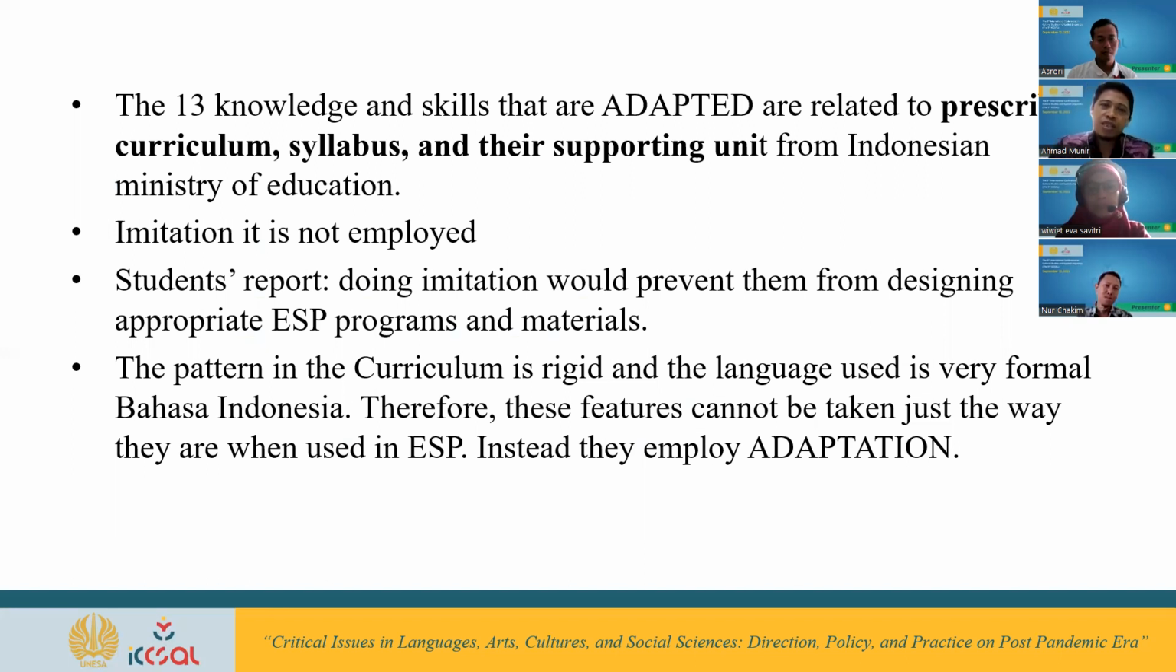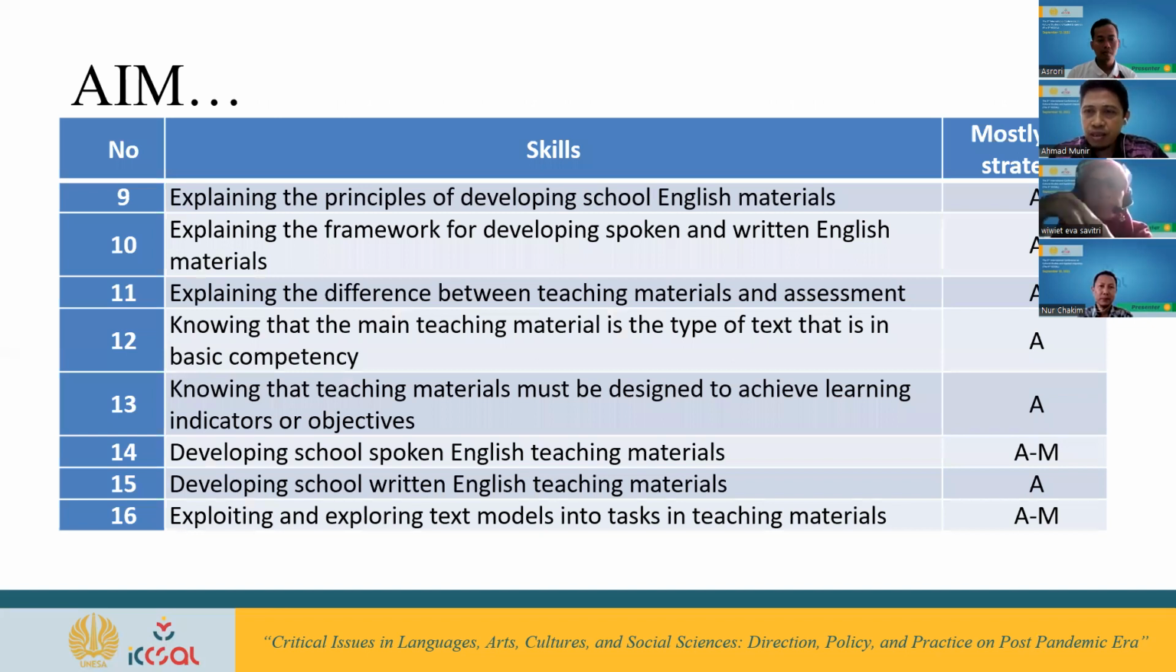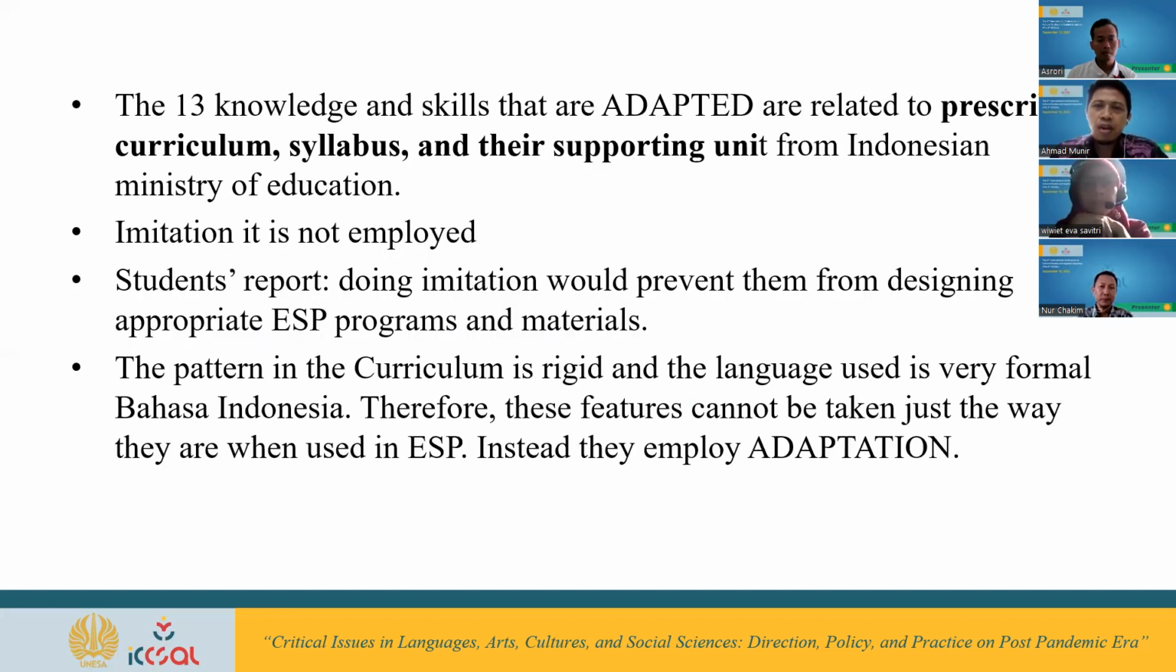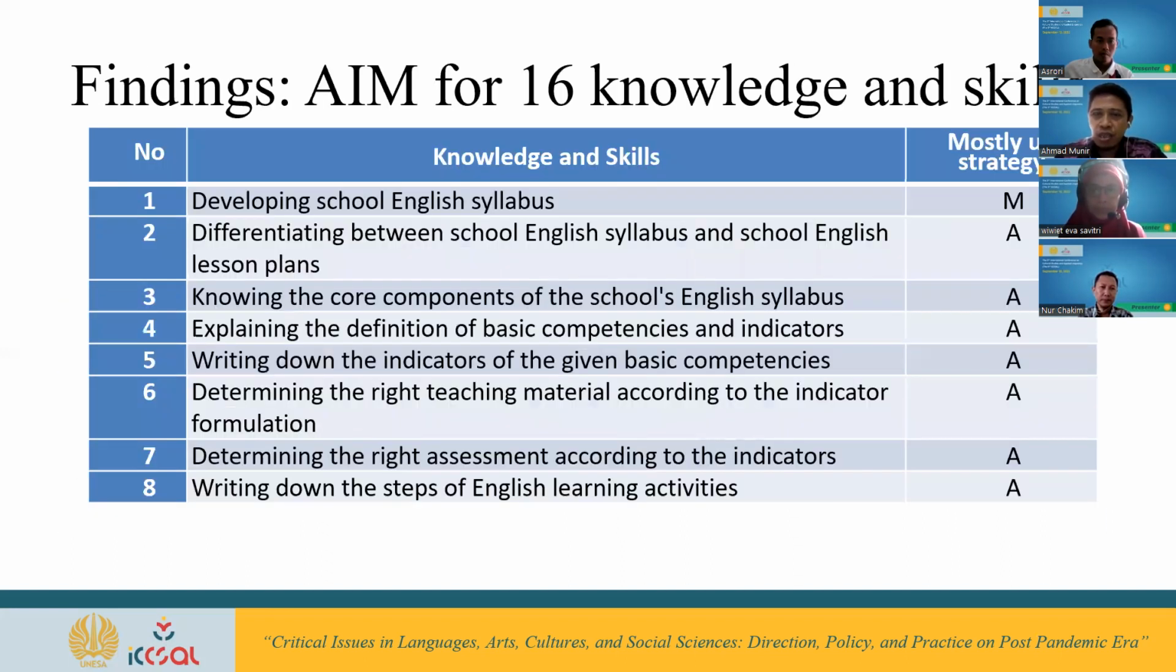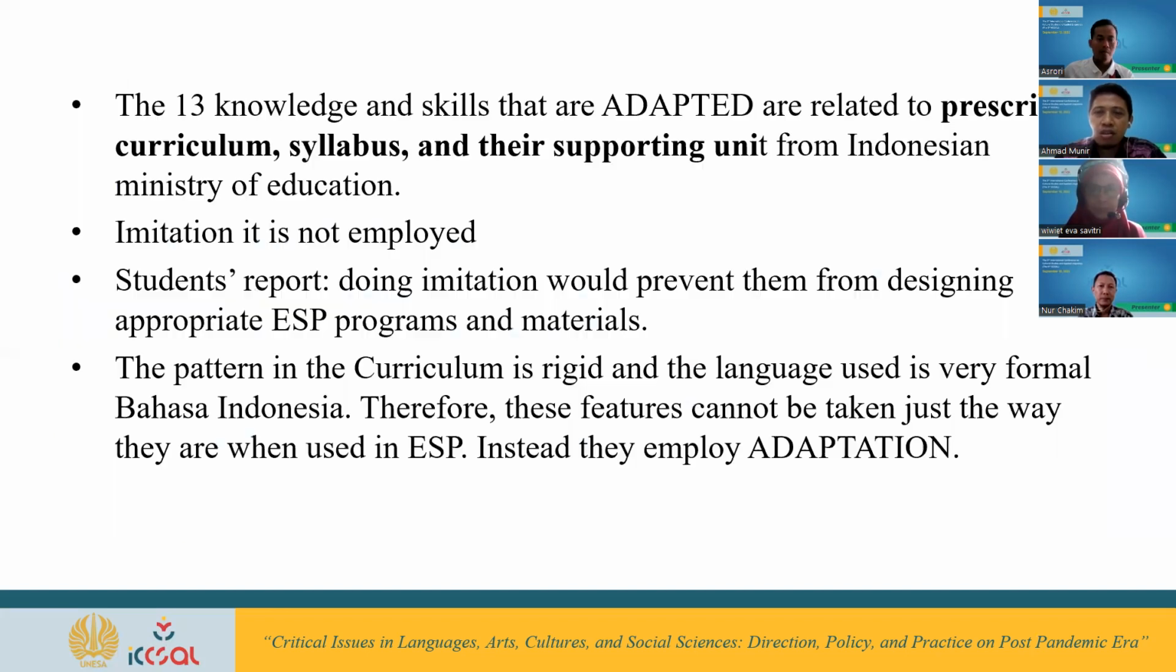The 13 knowledge and skills that are adapted, marked with an A in the right column, are related to the prescribed curriculum, syllabus, and the supporting unit from the Indonesian Ministry of Education. So imitation is not employed. You can see in the table there is no I at all, because doing imitation would prevent them from designing appropriate ESP programs and ESP materials.